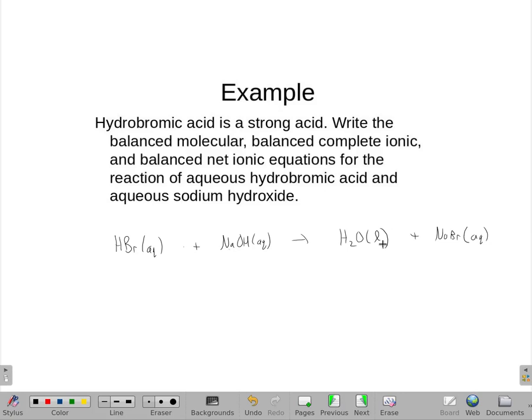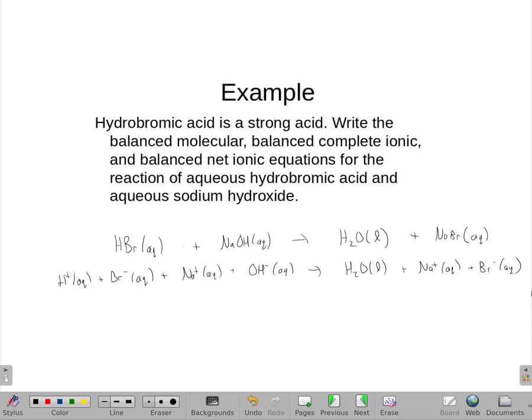Let's turn that into a complete ionic. So everything that's aqueous gets separated. H plus aqueous, Br minus aqueous, Na plus aqueous, OH minus aqueous. H2O is a liquid. Na plus is aqueous, and Br minus is aqueous.